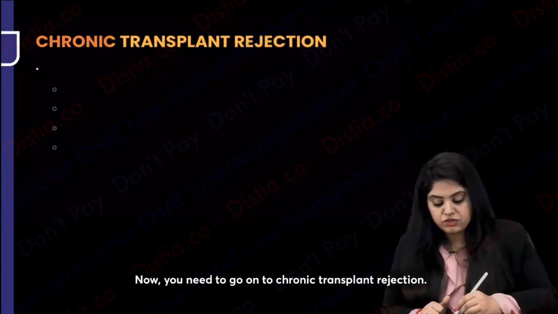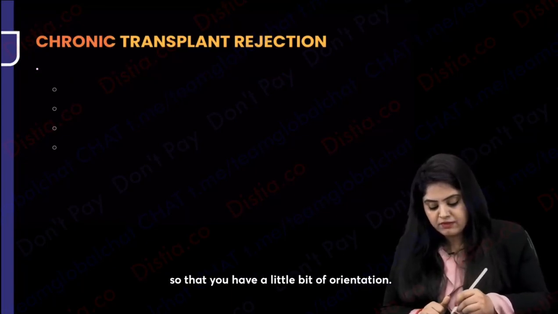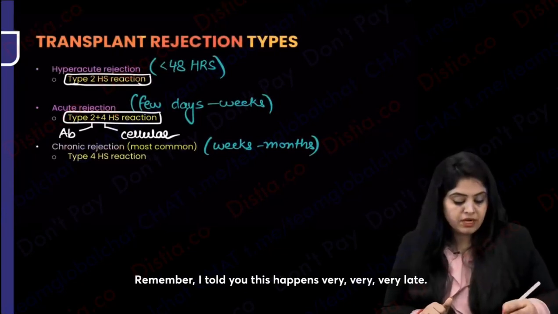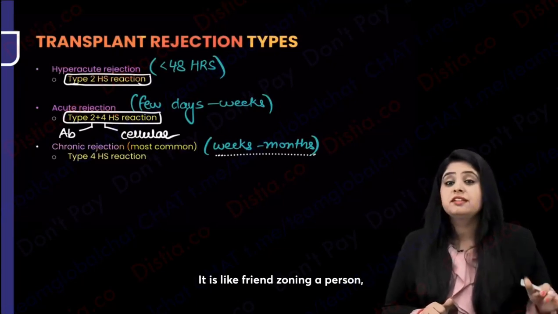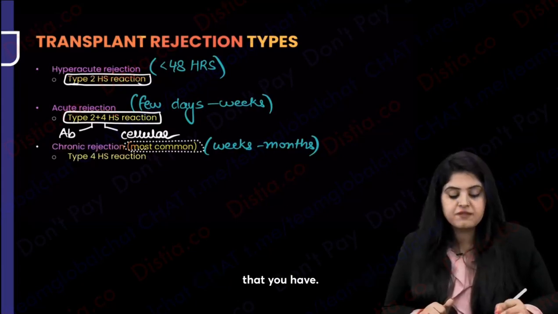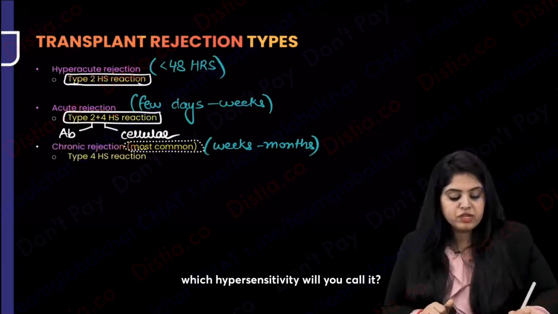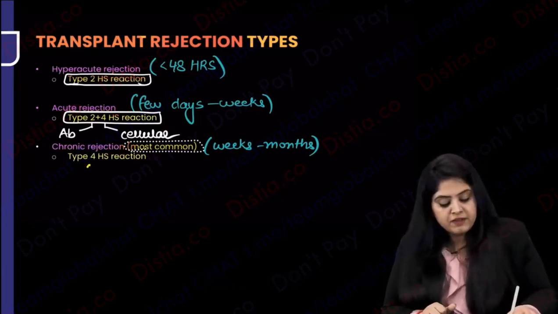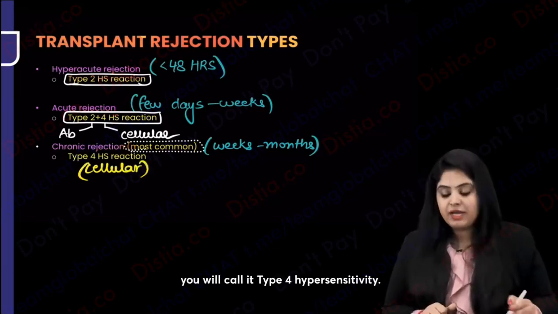Now you need to go on to chronic transplant rejection. Remember, chronic was the friend zone. Let me show you that slide once again so that you have a little bit of orientation. Remember, I told you this happens very, very late. It happens after many weeks to months. It is like friend zoning a person, and it is the most common type of rejection that you have. But it is all to do with cells. When it is all to do with cells, which hypersensitivity will you call it? You will call it type 4 hypersensitivity.